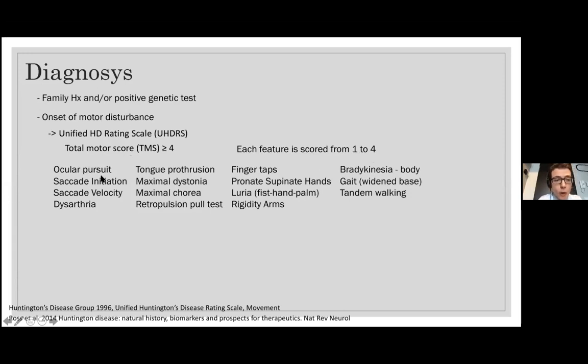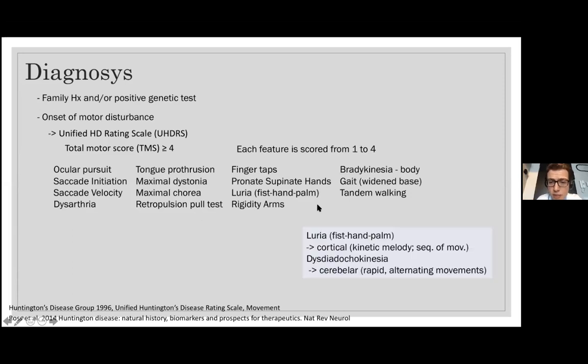So we have ocular pursuit, saccades, dysarthria, tongue protrusion, dystonia, chorea, retropulsion, finger taps, pronation, supination of hands, luria. I don't know if you know this, but luria is a sequence of movements. It's fist, hand, palm. I don't think you're seeing me, but it's a specific sequence. And so it gives more information about the cortex.